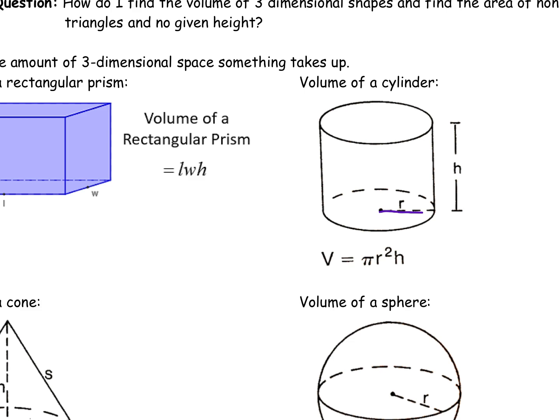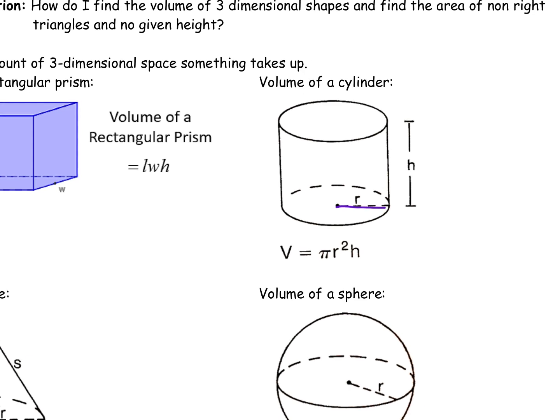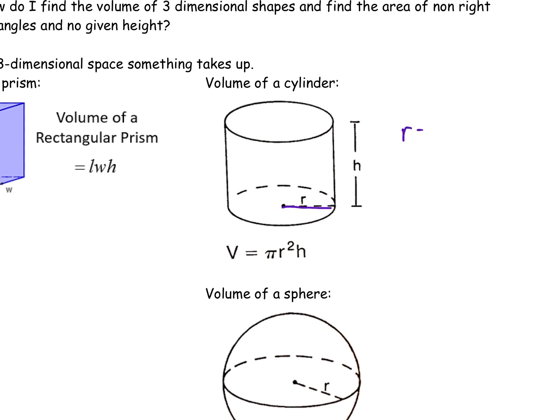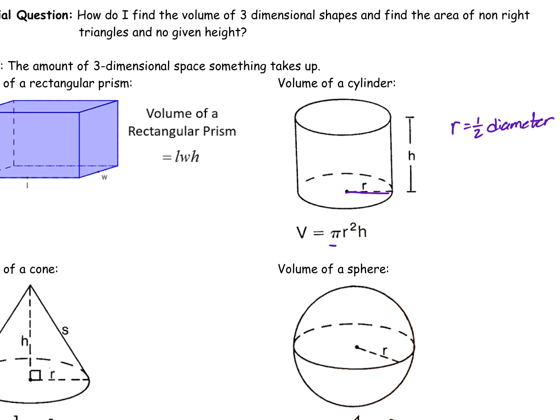Remember, this is my radius. And also the other thing to remember is the radius equals 1/2 my diameter. So if they give you the diameter in the picture on the homework, you just divide it by 2, right? And then you just plug it into the formula, put it in your calculator. That's the easiest way.